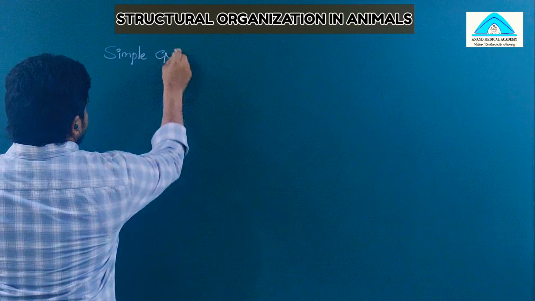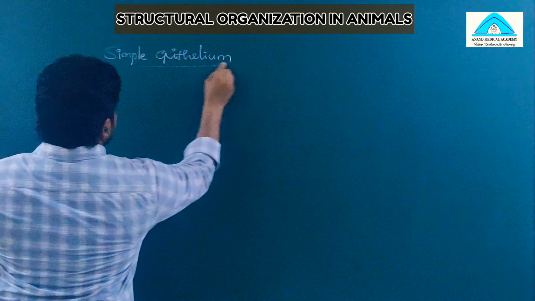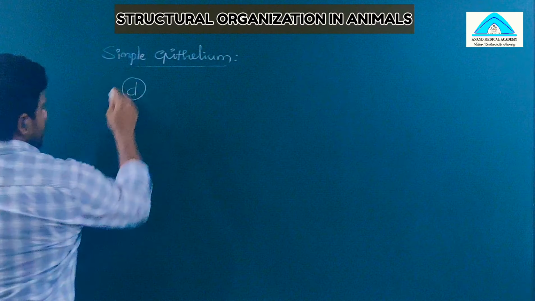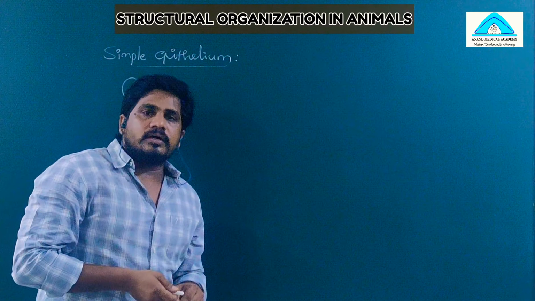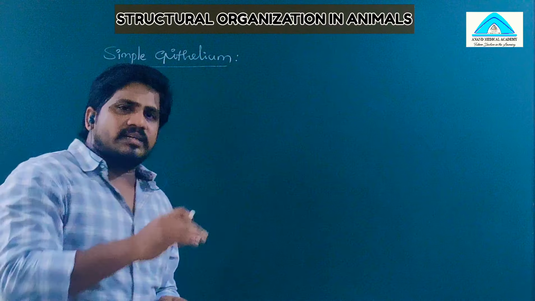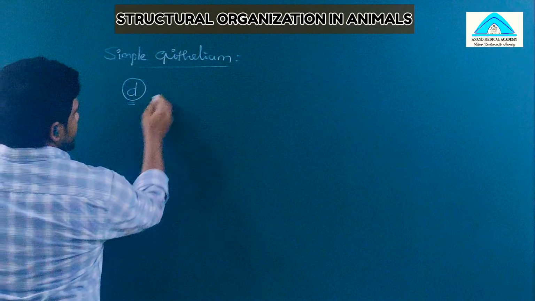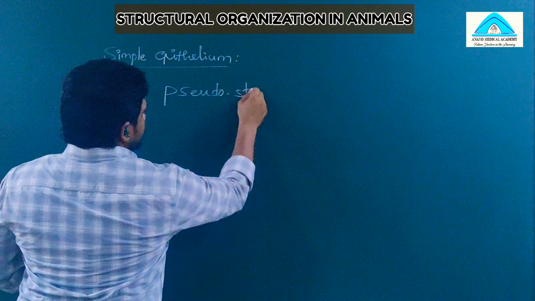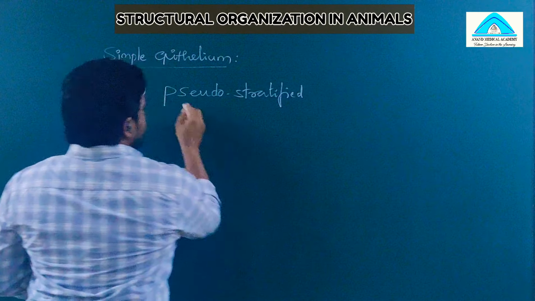In simple epithelium, we are in the end portion. We are discussing the fourth type. The first type is simple squamous, second type is simple cuboidal, third type is simple columnar. In that, ciliated also we included, whereas the fourth type is pseudo-stratified epithelium.